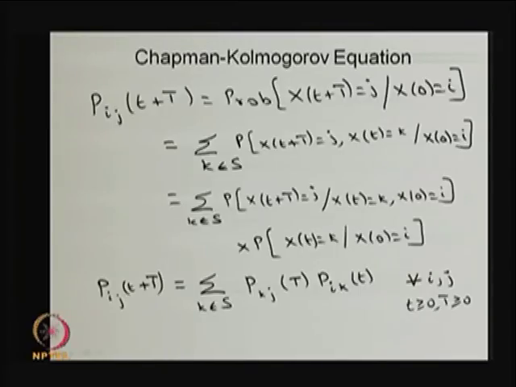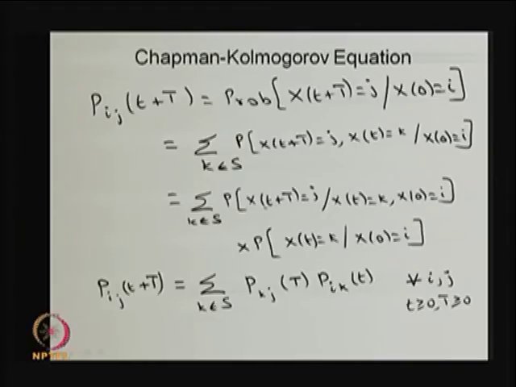That is nothing but the probability that the system will be in the state j at the time point t plus capital T, given that it was in the state i at time 0. That is the same as, in between, I can make some other state. I can make one more state k at time point t. For all possible values of k I will get the same result. That is the same as a summation over k belonging to S, the state space.